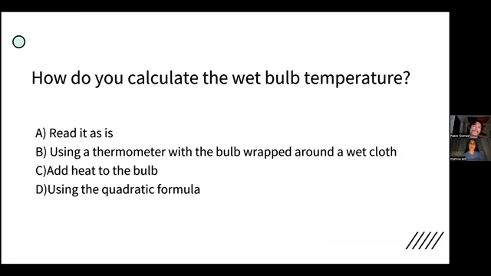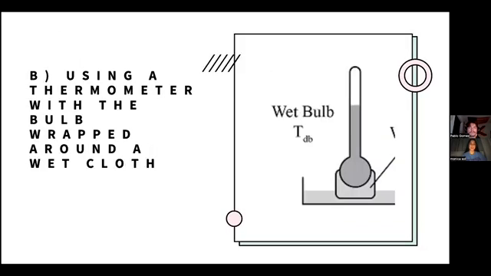How do you calculate the wet bulb temperature? A. Read it as is. B. Using a thermometer with the bulb wrapped around a wet cloth. C. Add heat to the bulb. Or D. Using the quadratic formula. If you guessed B, you guessed correct. Using a thermometer with the bulb wrapped around a wet cloth.